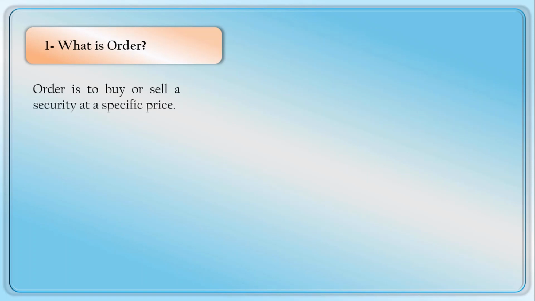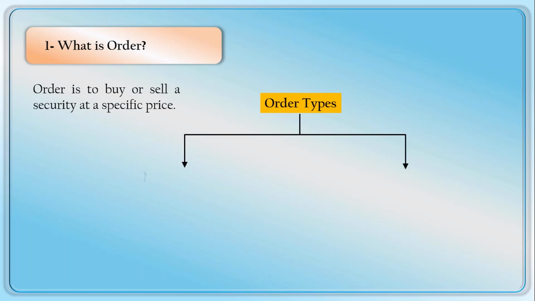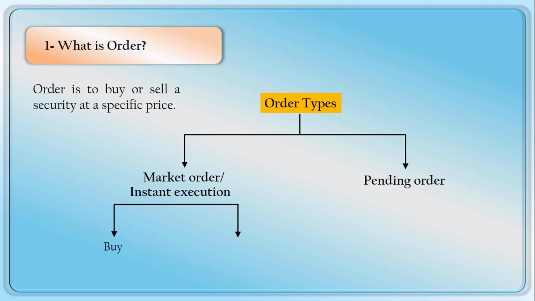Here I will give you some brief information about what an order is. An order is to buy or sell a security at a specific price. Most of you might know about orders, but I briefly explain that for newcomers or beginners. There are 2 types of order. 1, market order or instant execution. Second is pending order. In the market order we have buy or sell.